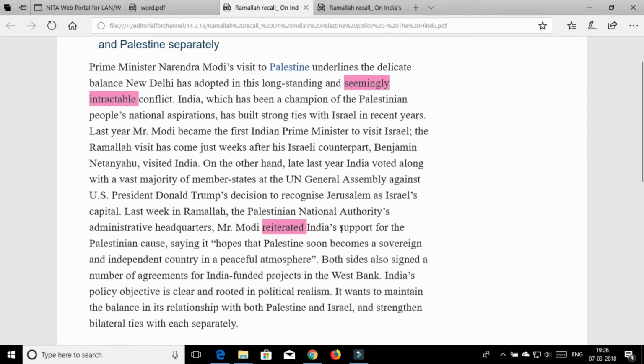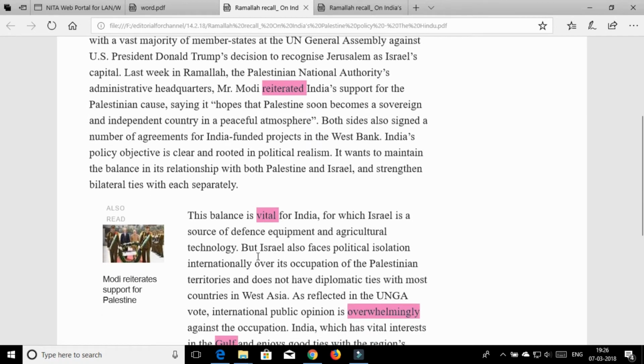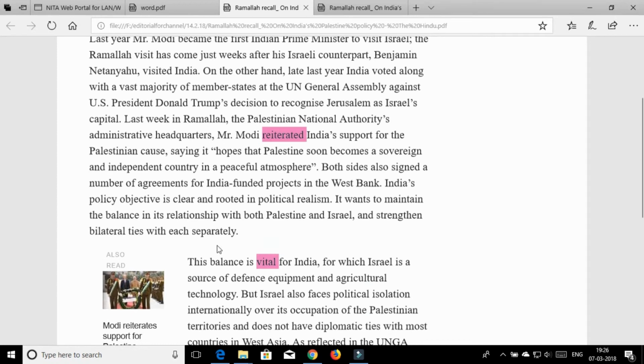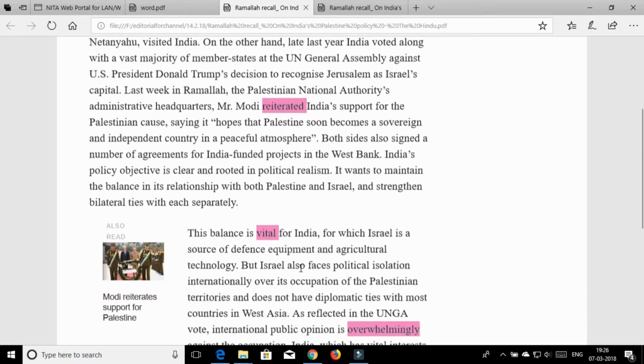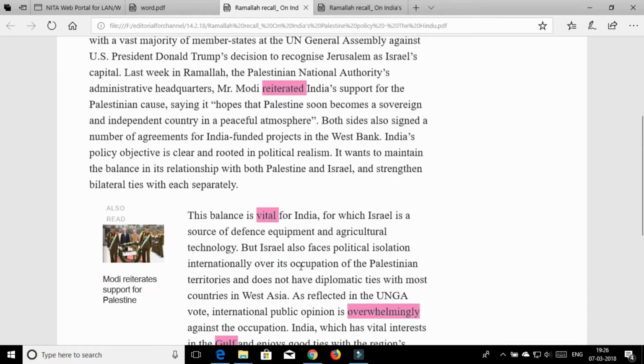Next word is vital. Vital means very, very important. This balance is vital for India. So in building relationships with Israel as well as Palestine, they need a balance. This balance is very, very important for India because Israel is a source of defense equipment and agricultural technology.